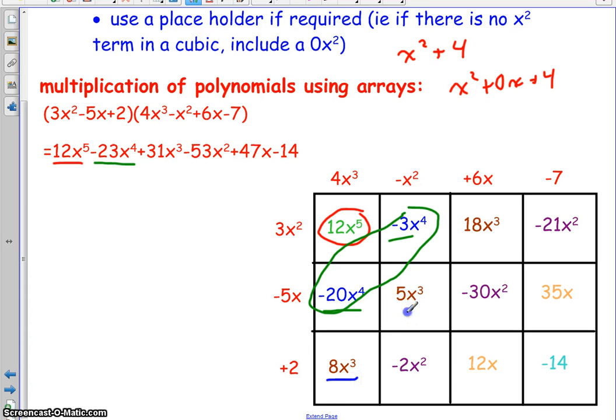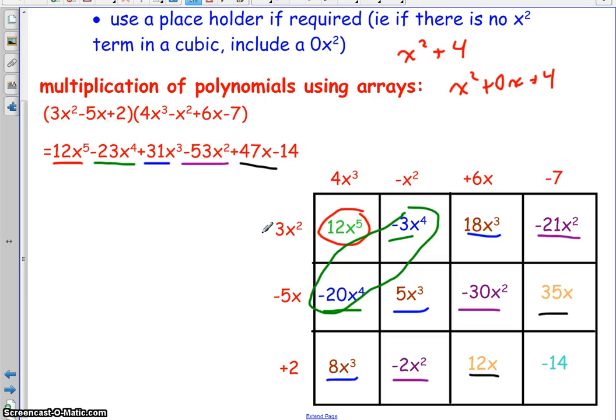You'll see your x cubed terms, 18 plus 5 plus 8 gives me 31, and so on and so forth. So you have minus 2x squared minus 30x squared minus 21x squared give you minus 53x squared. 35x and 12x give me 47x, then just one constant at minus 14.